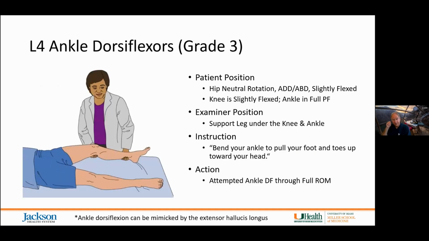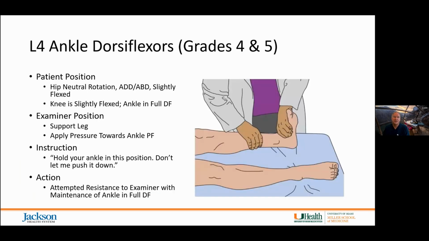For a 3, you're going to hold their leg and, while supporting the leg under the knee and ankle, ask them to bend the ankle to the foot, to pull the foot up against gravity. If they can get it through its full range of motion, you score them a 3. And then for a grade 4 or 5, you ask them to fully dorsiflex and you try to push down and determine if they have age and gender matched normal strength or something less than that.